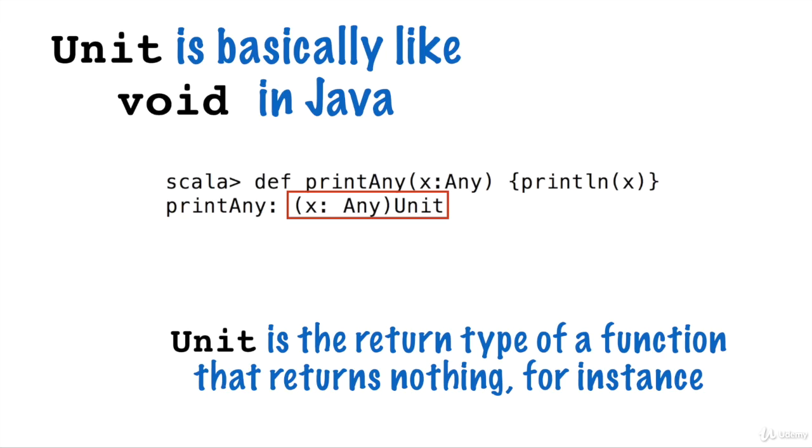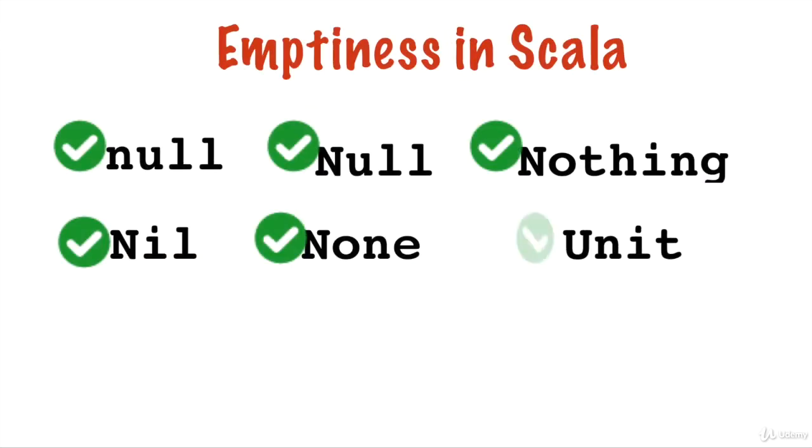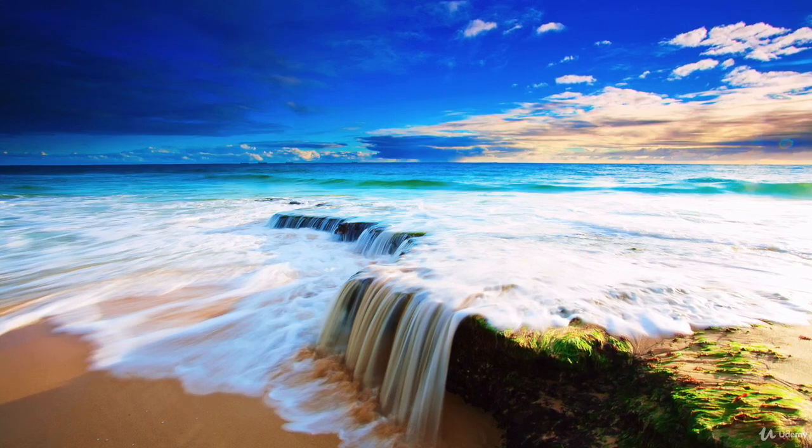That gets us to the end of our very quick run through of these special types which are used to signify emptiness in Scala. There are a whole bunch of them, but each one of them exists for a sound reason. So I hope you understand what these types are and why they exist.